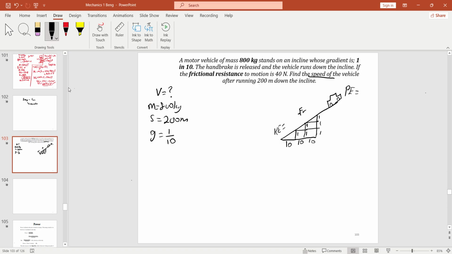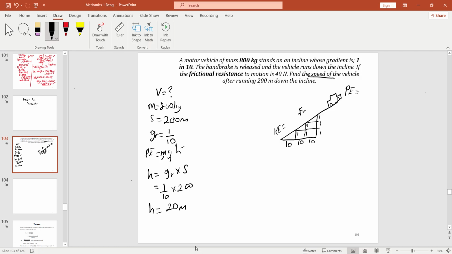Okay. So PE is equal to mass times gravity times height. We know mass, we know gravity, but we don't know height. So let's add R to gradient so that it doesn't confuse us. We don't know height, so we must find the height. Now, from what we just analyzed, the 1 in 10 means that the height is equal to the gradient times the distance traveled, which will give us 1 over 10 times 200. So we get our height as 20 meters.